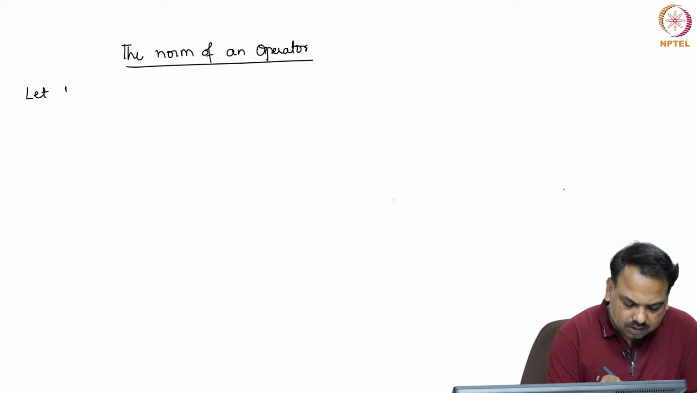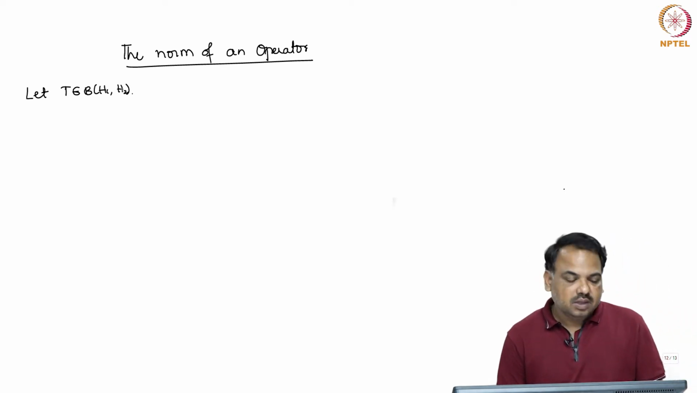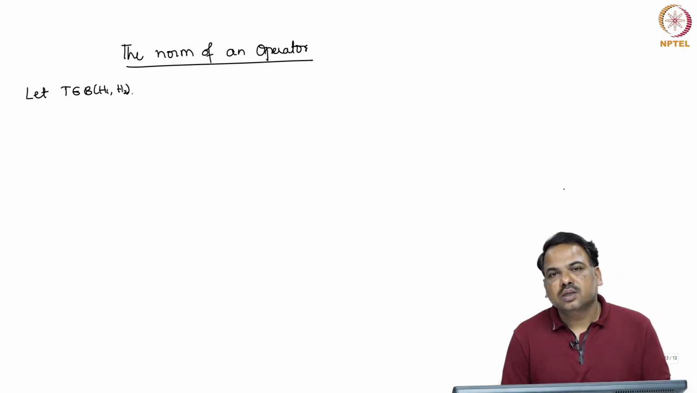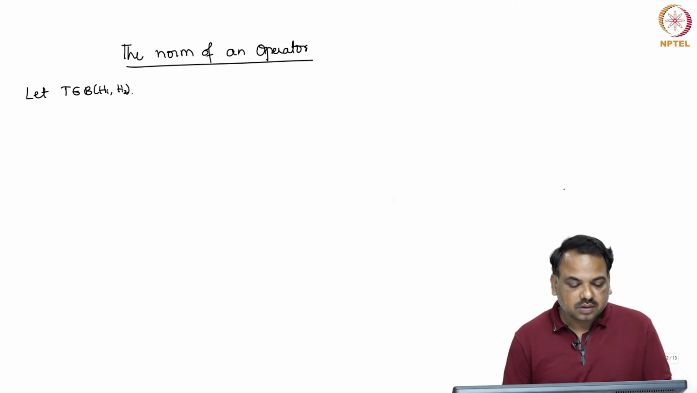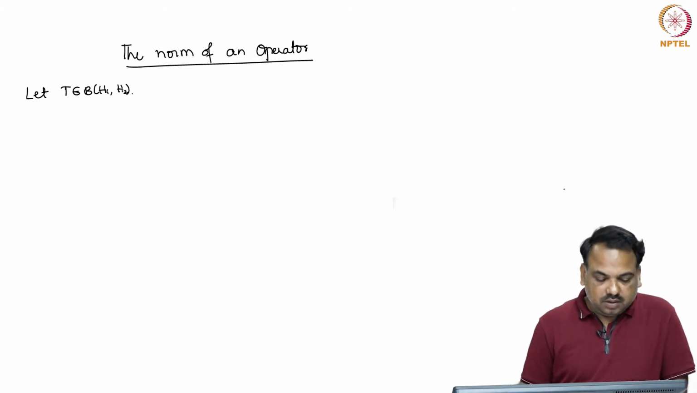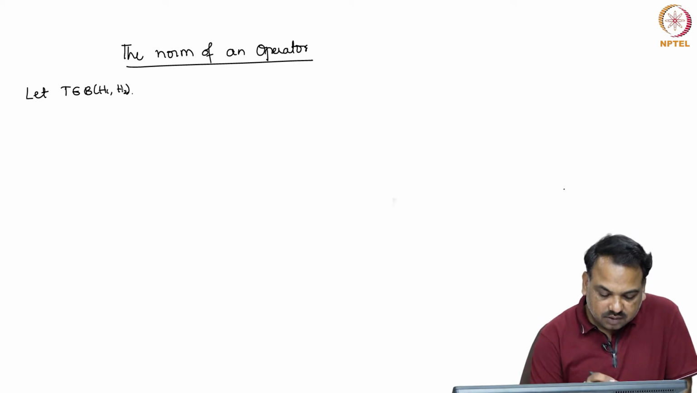Let T be a bounded linear operator from H1 into H2. Most of the time we will be calling it a bounded linear transformation or bounded linear operator or bounded linear map. All give the same meaning. So let T be a bounded linear transformation from H1 into H2.